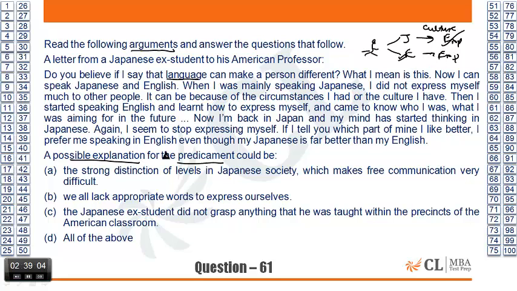Let's see a possible explanation: the strong distinction levels of Japanese society, which makes free communication very difficult. So, Japanese culture impacts Japanese society. We all lack appropriate words to express ourselves. Why would we lack appropriate words? We can express in English, no? So this doesn't make sense. The Japanese ex-student did not grasp anything that he was taught within the present American classroom? He understood everything. So this can't be the answer. When you eliminate the impossible, whatever remains, however improbable, must be the truth.